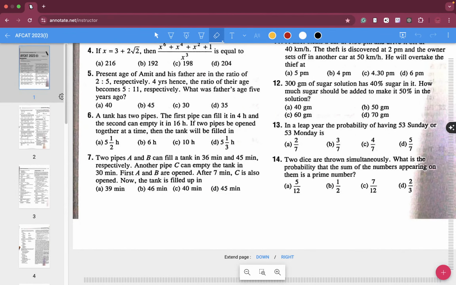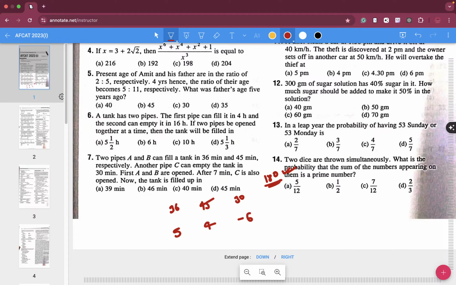Two pipes A and B can fill a tank in 36 minutes and 45 minutes respectively. Another pipe C can empty the tank in 30 minutes. So these two are inlets, this one is an outlet. What is the LCM of all of this? LCM of this is 180, so I'm saying that the capacity is 180. Every single minute it fills 5 units, it fills 4 units, and it empties 6 units.